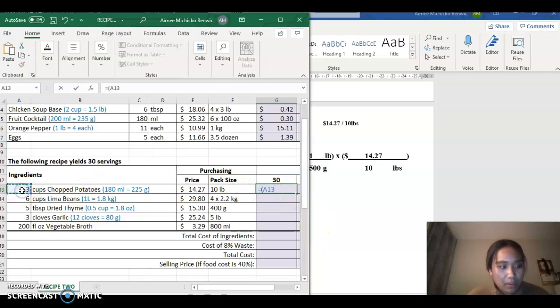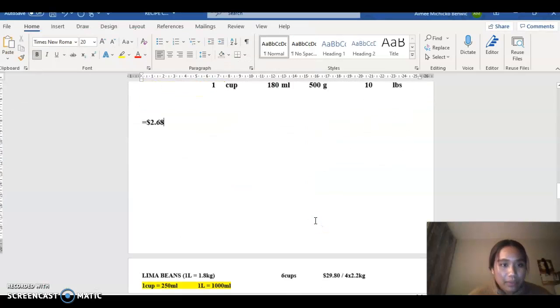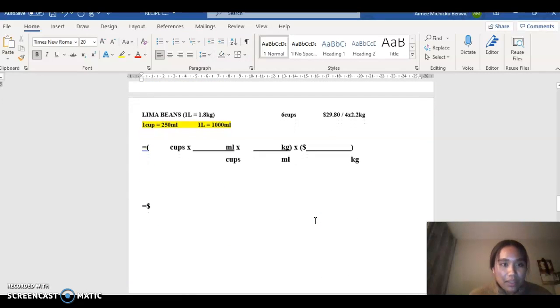So let's just plug it in our Excel. So 3 multiplied by 250 multiplied by 1.8, multiplied by 225, divided by 180 ml, divided by 500 grams, close bracket, multiplied by the price of $14.27 divided by 10 pounds, close bracket, and that gives us $2.68.